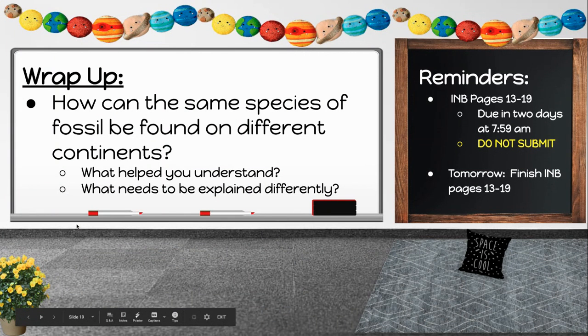How can the same species of fossil be found on different continents? You can think about that to yourself, what helped you understand, and what needs to be explained differently. Remember, these interactive notebook pages 13 through 19 are due in 2 days, but do not submit them. Your teacher can see your progress. If you did not finish those pages today, you can work on them during your asynchronous time tomorrow.